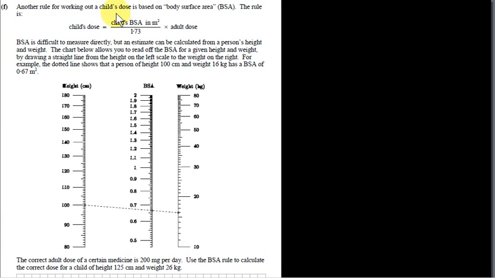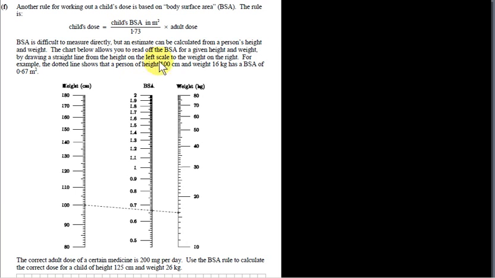Another rule for working out a child's dose is based on body surface area, abbreviated BSA. The rule is child's dose equals child's BSA in meters squared divided by 1.73, and all this fraction is multiplied by the adult dose. BSA is difficult to measure directly, but an estimate can be calculated from a person's height and weight.